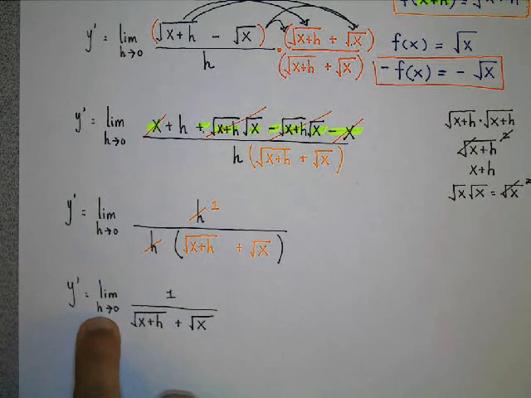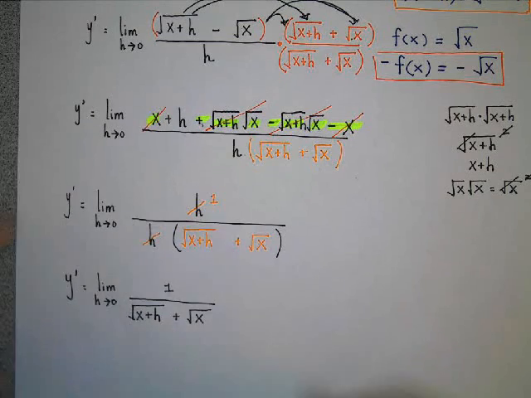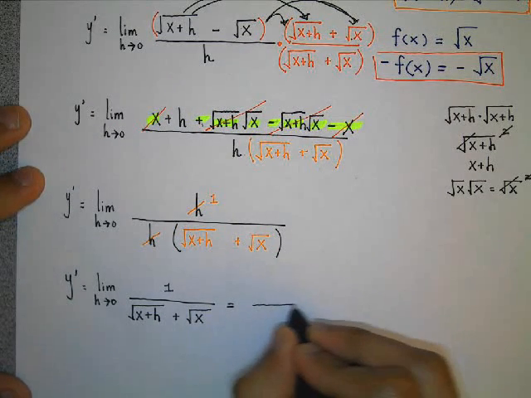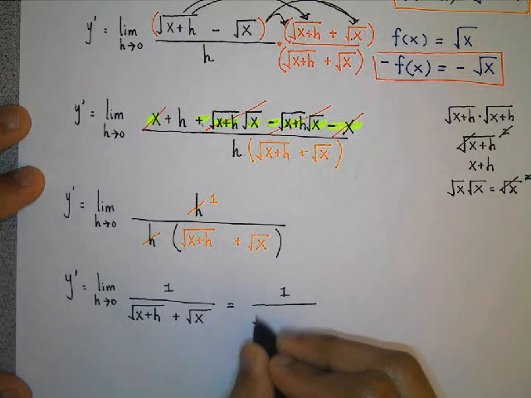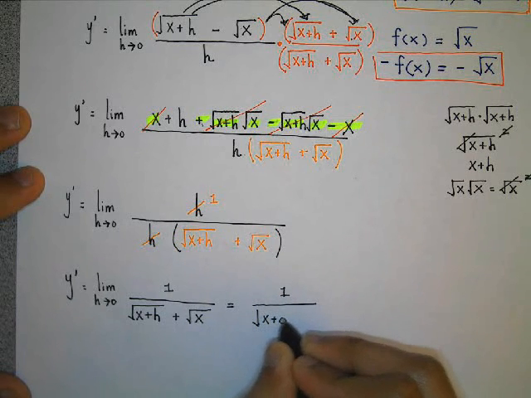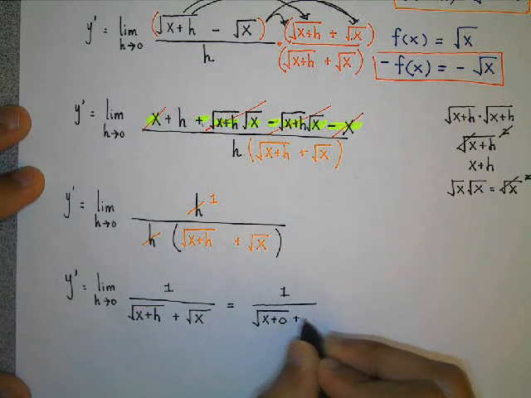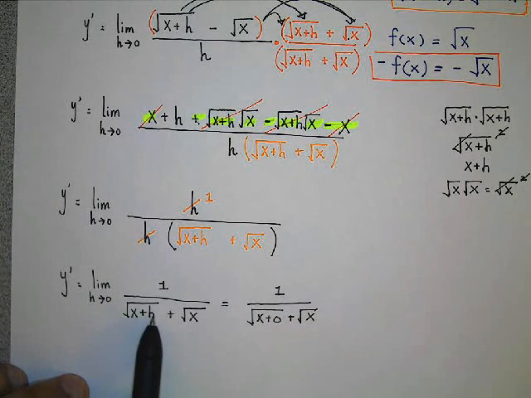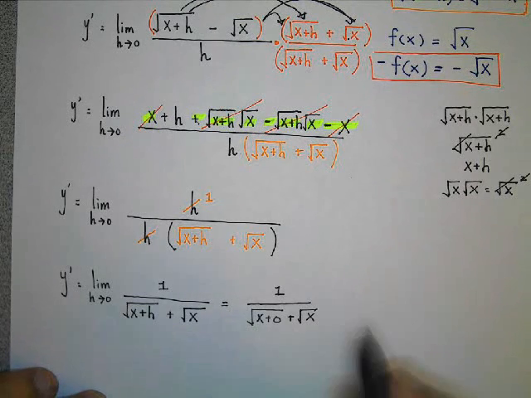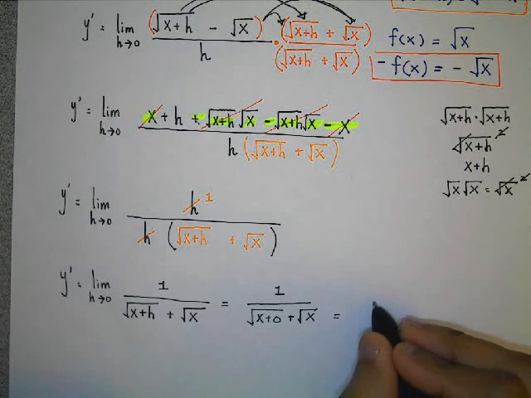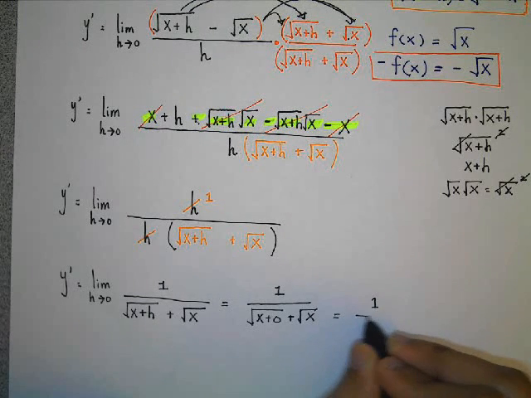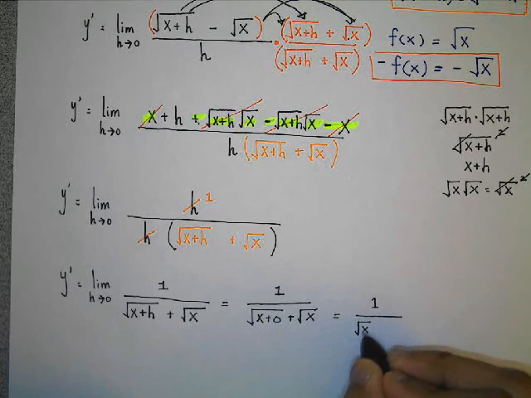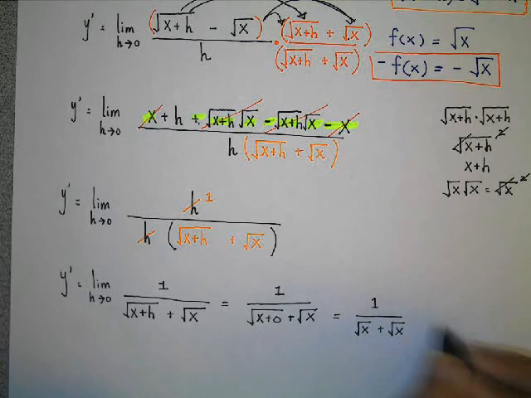And so now if I plug in 0 for h as h goes to 0, we're going to end up getting 1 over the square root of x plus 0, plus the square root of x. Now remember, we're plugging 0 into h, not x. That's one common mistake that I've seen students make in the past. So here if we just evaluate this, we're going to have 1 divided by, x plus 0 is just x, so this is going to be the square root of x plus the square root of x.